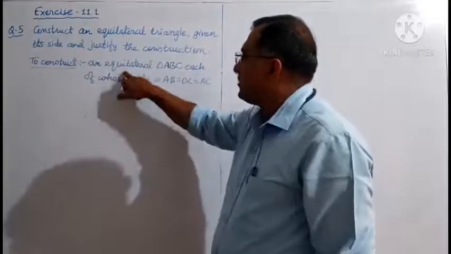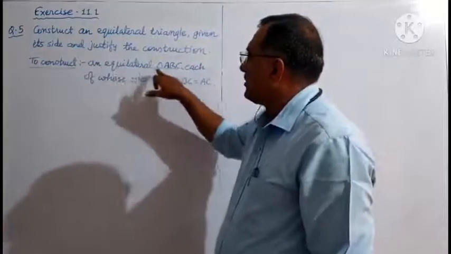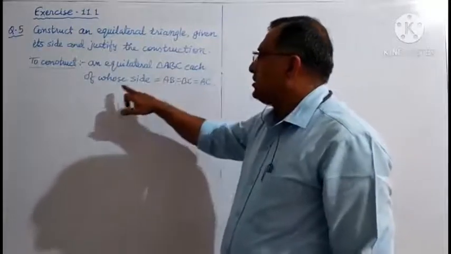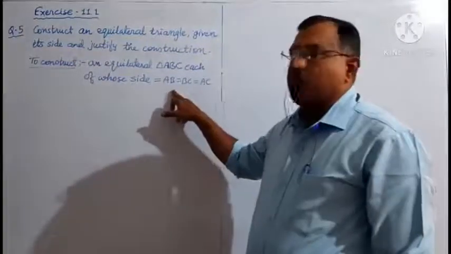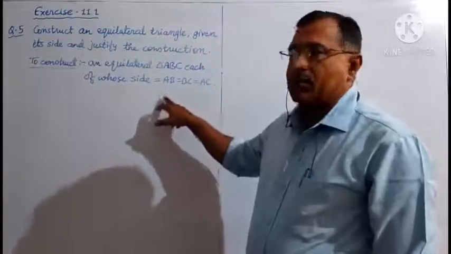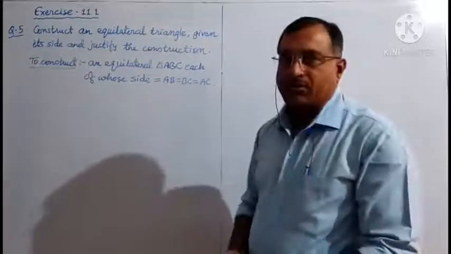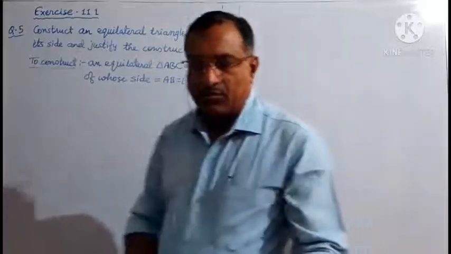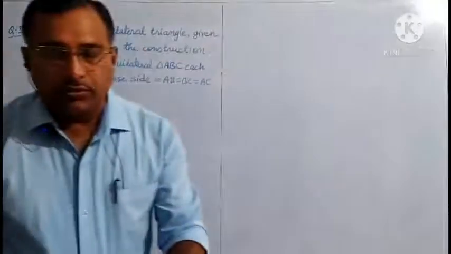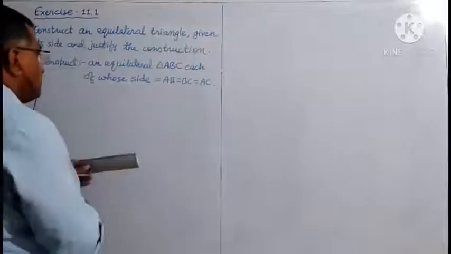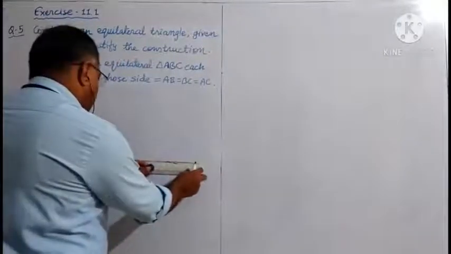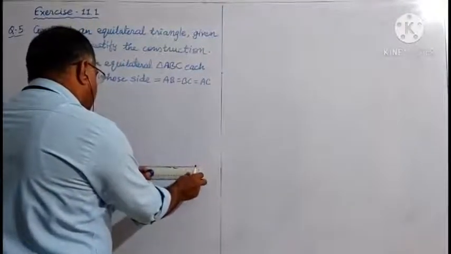Justify the construction. So construct an equilateral triangle ABC, each of whose sides AB, BC and AC are equal. Here the side AB is given, then we have to construct the other two sides of the same measure. So let us construct. First of all, draw a ray AP.